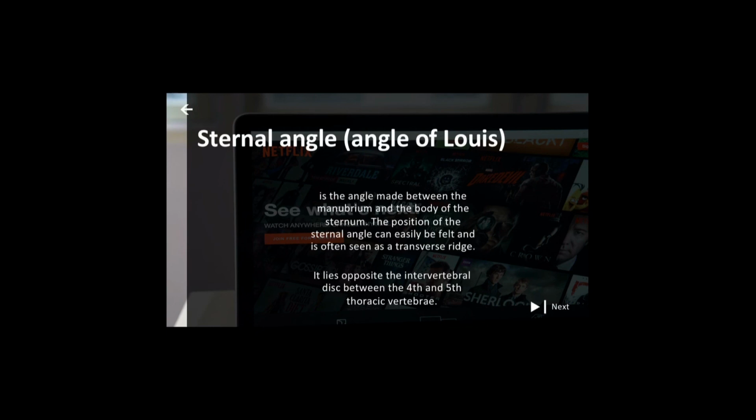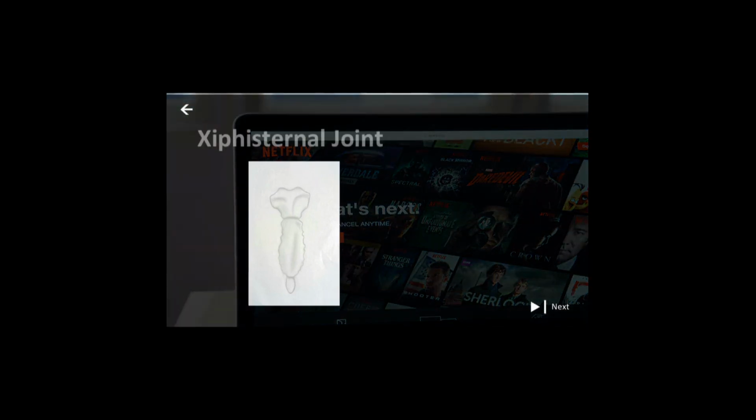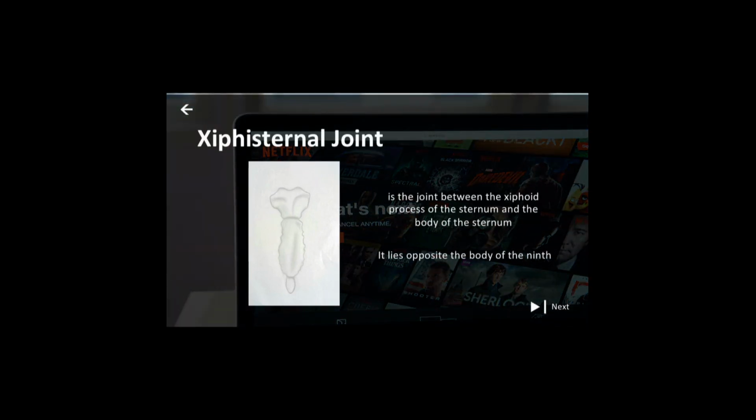Sternal angle, angle of Louis, is the angle made between the manubrium and the body of the sternum. The position of the sternal angle can easily be felt and is often seen as a transverse ridge. It lies opposite the intervertebral disc between the fourth and fifth thoracic vertebrae. Xiphisternal joint is the joint between the xiphoid process of the sternum and the body of the sternum. It lies opposite the body of the ninth thoracic vertebra.